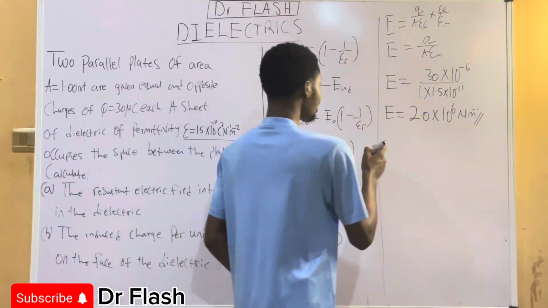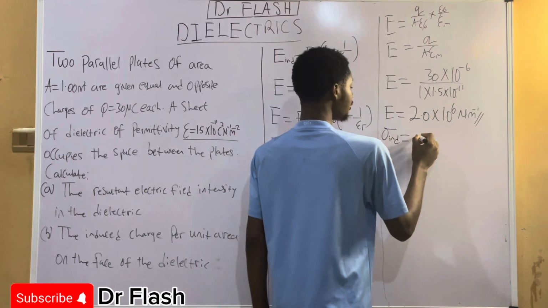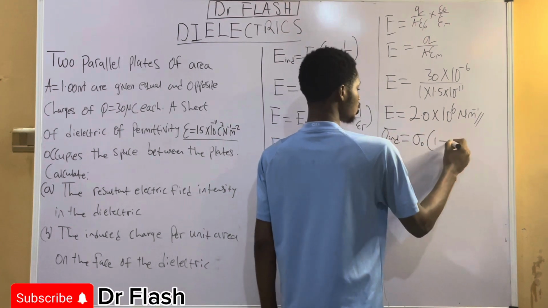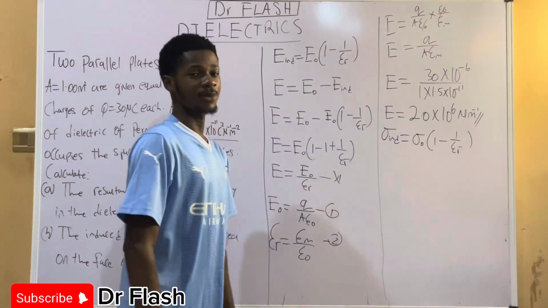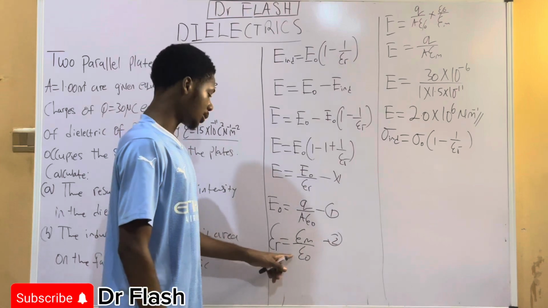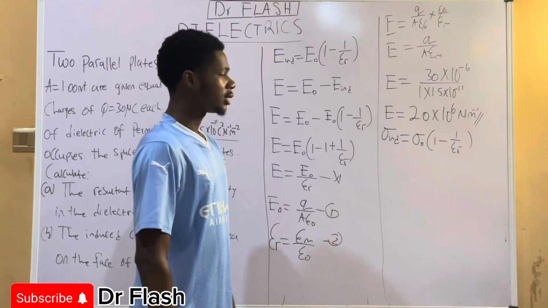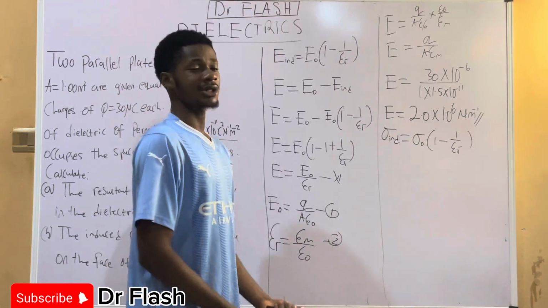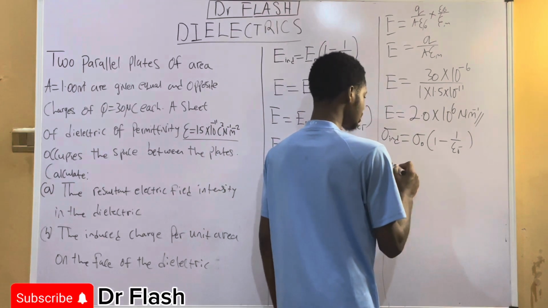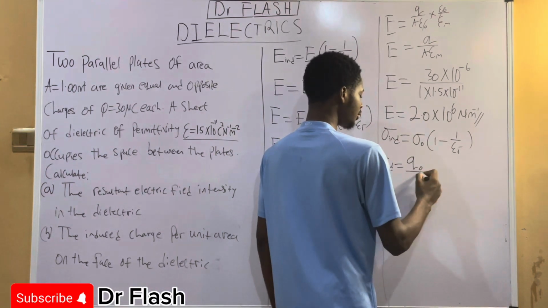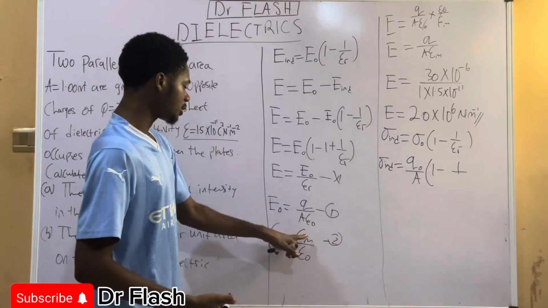Now we also knew that, similar to this formula, the induced charge density is given as initial charge density times the bracket 1 minus 1 over relative permittivity. Now we can substitute for relative permittivity using this formula. But then, how do we know the initial charge density? Initial charge density is simply the initial charge given in the capacitor divided by the area. So we can then say the induced charge density is going to equal the initial charge given divided by the area, times the bracket 1 minus 1 over relative permittivity, which is epsilon m over epsilon naught.